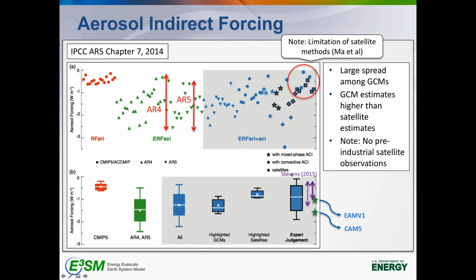And Bjorn Stevens published this paper using the Northern Hemisphere temperature trend as a constraint to say that to correctly simulate that temperature trend, the aerosol indirect forcing should be between 0.3 and 1 watts per square meter, and our model is 1.1, slightly over that range, and CAM5 is 1.6, which is way over that range.